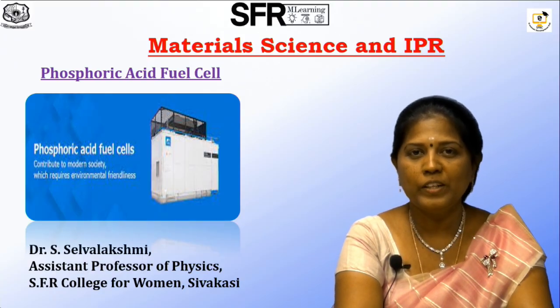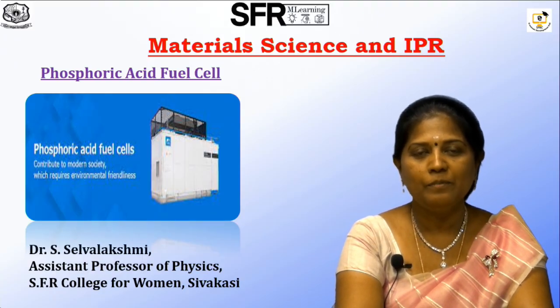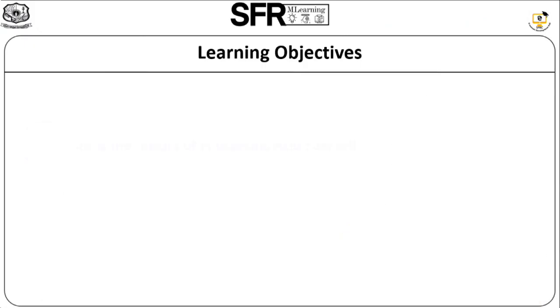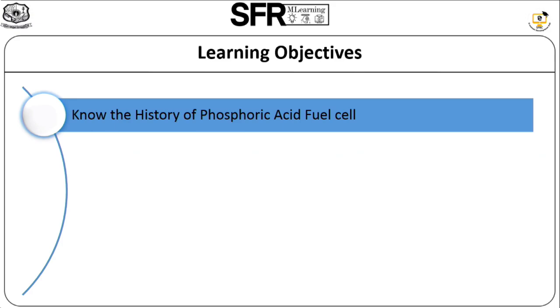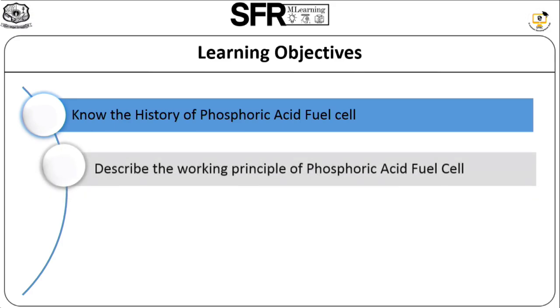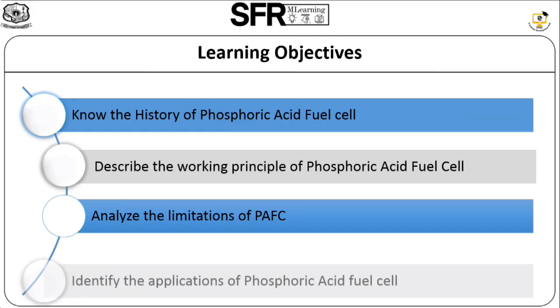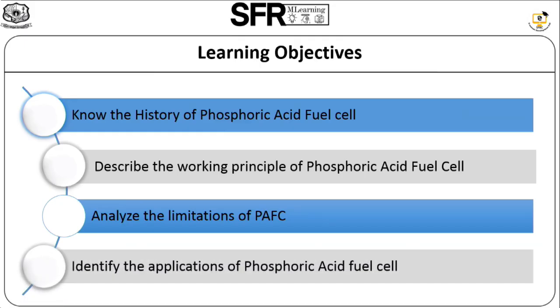In this video, we are going to learn about the advantages and working mechanism of phosphoric acid fuel cell. Learning objectives. On seeing this video, you will be able to know the history of phosphoric acid fuel cell, describe the working principle of phosphoric acid fuel cell, analyze the limitations of phosphoric acid fuel cell, and identify the applications of phosphoric acid fuel cell.